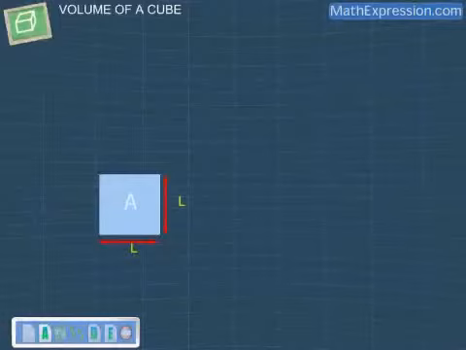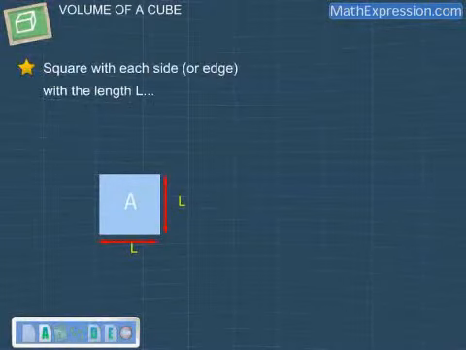In this lesson, we will learn how to find the volume of a cube. First, consider this square with each side with the length, L. By now, we should know that the area of this square, A, is L multiplied by L.